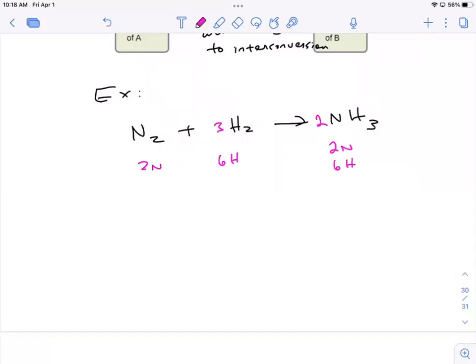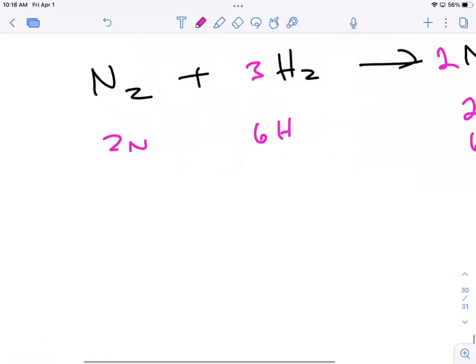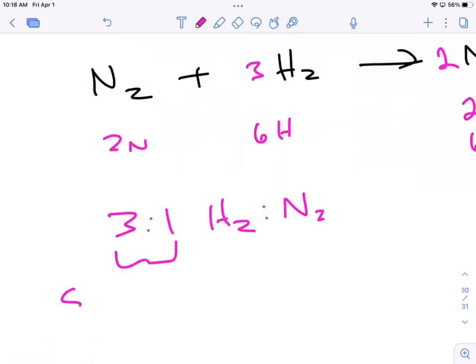And the balancing is the key to everything. So now we have to ask the question, what do we mean by stoichiometric ratios and stoichiometric relationships? Well, what's the relationship between hydrogen gas and nitrogen gas? We could say that there's a 3-to-1 ratio of H2 to N2. That's the start. This is the stoichiometric ratio.